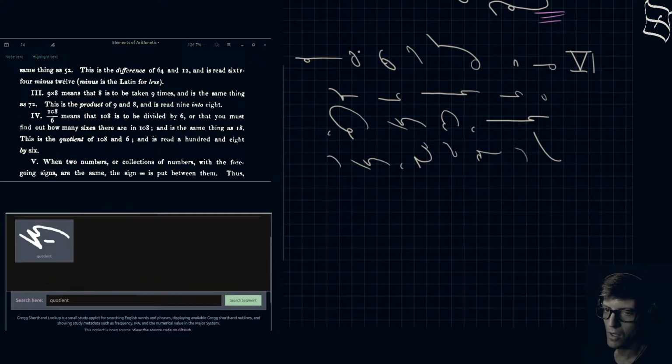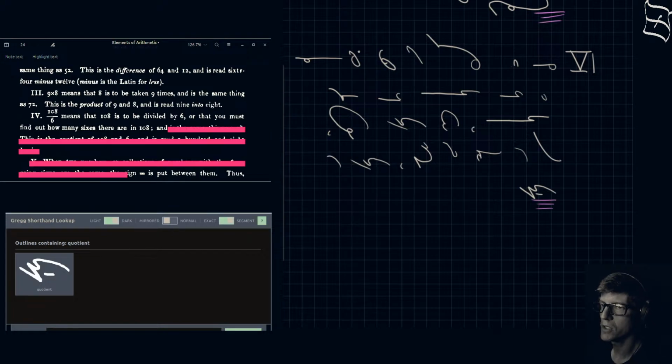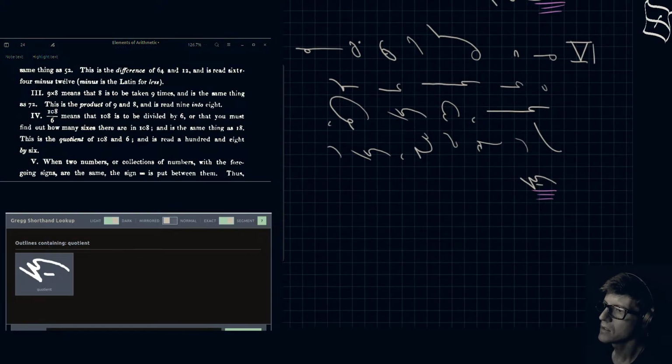Is called the quotient. There's quotient, okay? So we're going to do that here, is called the quotient, okay? It is called the quotient. And we're going to underline that. There's underline for quotient. There we go. And is read, so it's called the quotient. That's a period, because this is the end of the sentence.